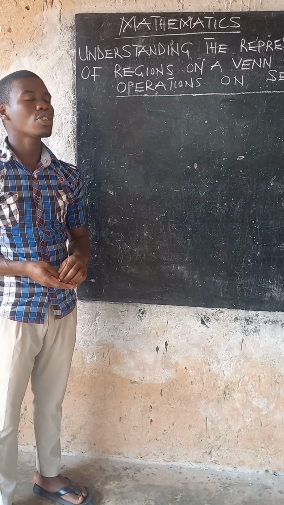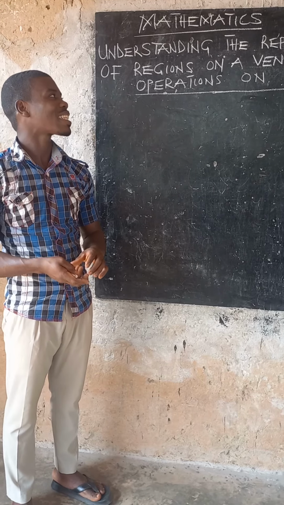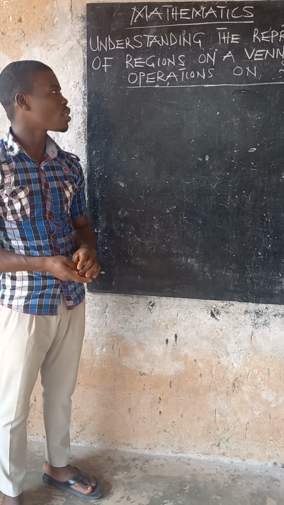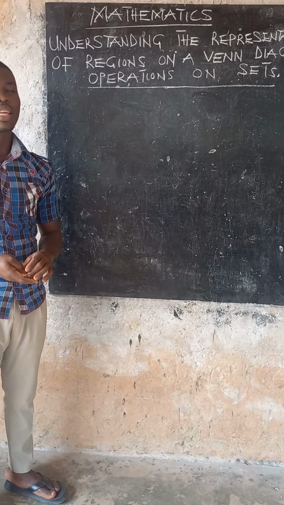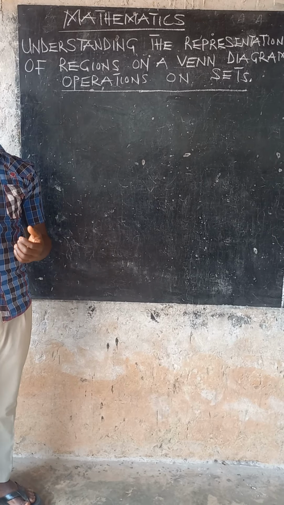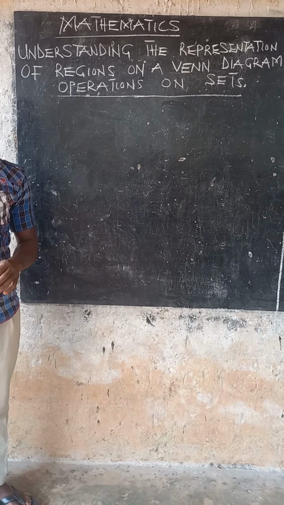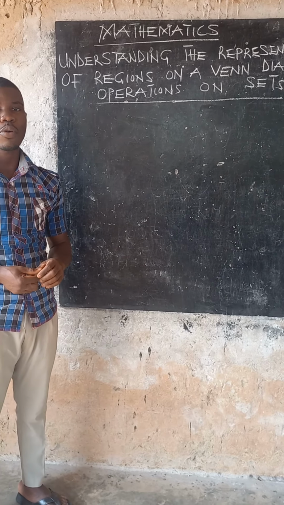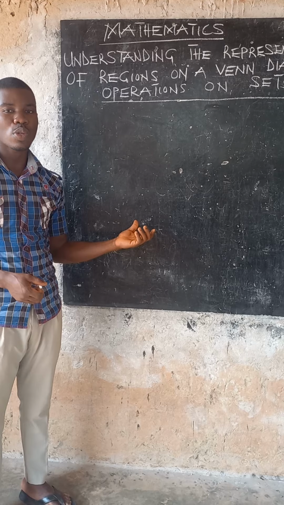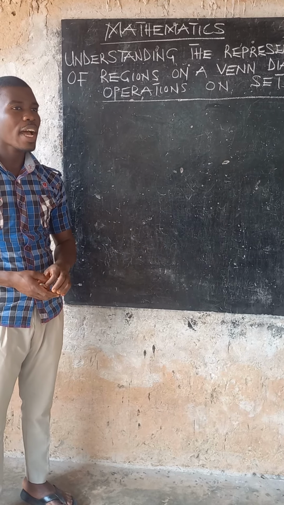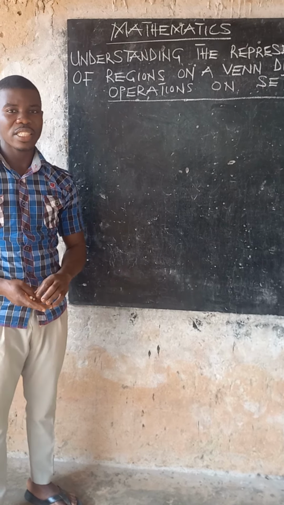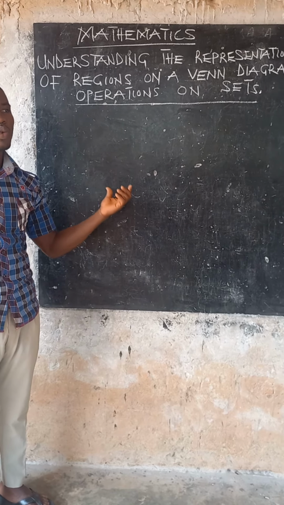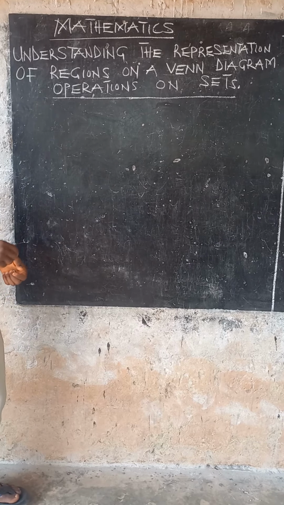Today, by the end of this tutorial, you'll be able to understand the operations of regions on the Venn diagram, operations on sets. Sometimes when a question is given to us on a Venn diagram, we find it difficult to locate the region that we are asked to solve for. That is what we are going to look at today. At the end of the tutorial, you are going to understand the basic, commonly asked regions that we are to find. Now let's start with this one.